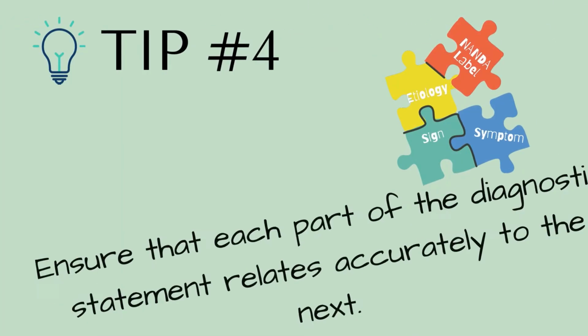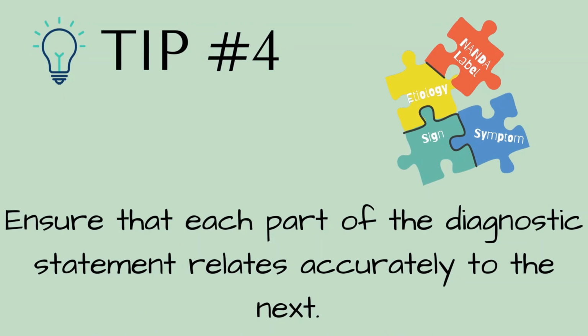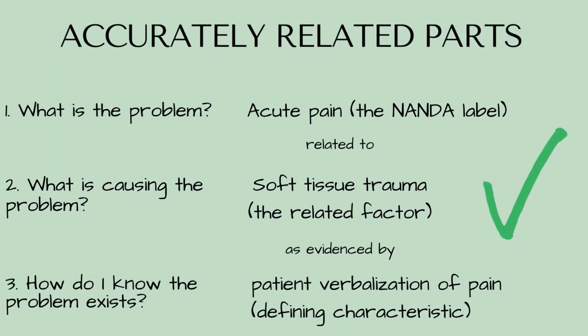Tip number 4. Ensure that each component of the diagnostic statement relates accurately to the next. To ensure that each component of the actual diagnostic statement relates accurately to the next, ask yourself the following questions to arrive at each component of the actual diagnosis. Number 1. What is the patient's problem? After following tip number 2, you would have known this because it is the diagnostic label which you chose based on the patient's clustered assessment data.